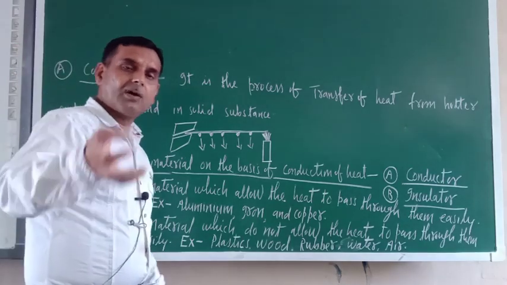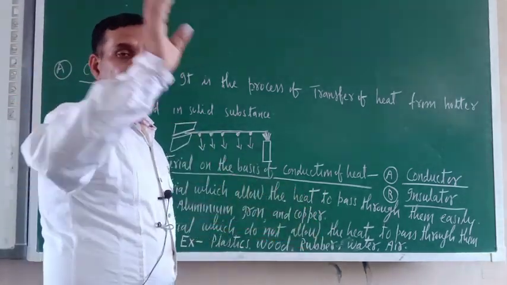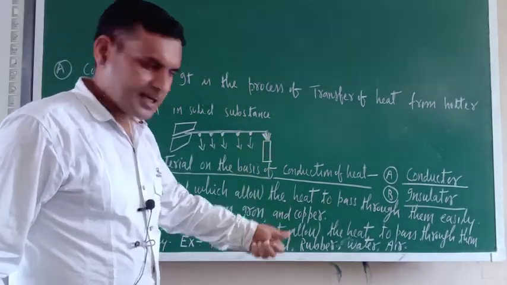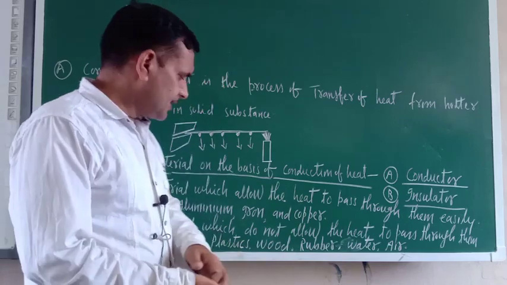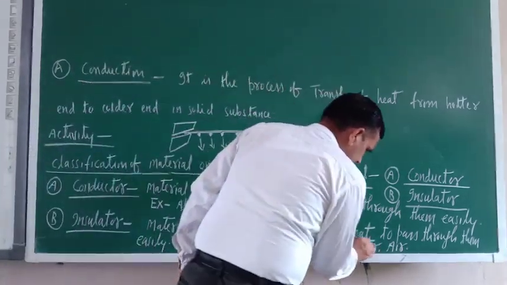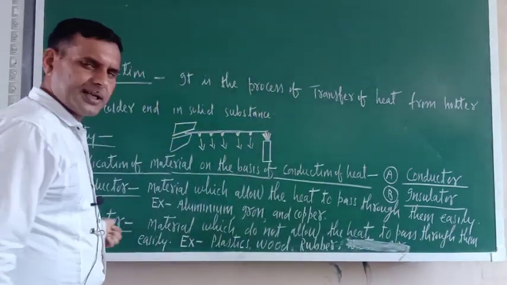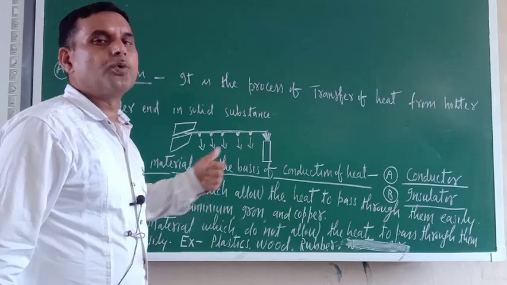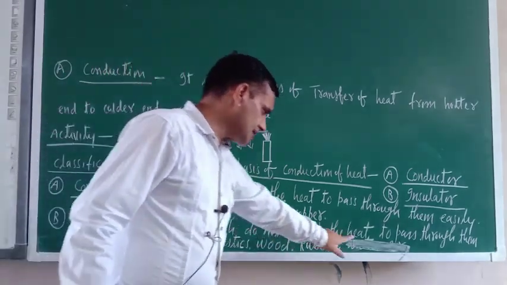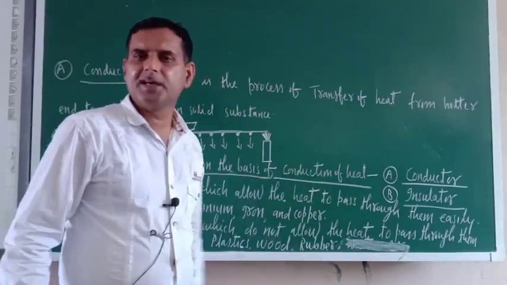Just see, rubber, one end you keep heating, other end you keep holding, heat will not transfer. Same is the case with water, same is the case with air. Actually, water and air should not be classified as insulators. Actually they are poor conductors. They conduct. So these examples should not be written. Plastics, wood and rubber should be written.